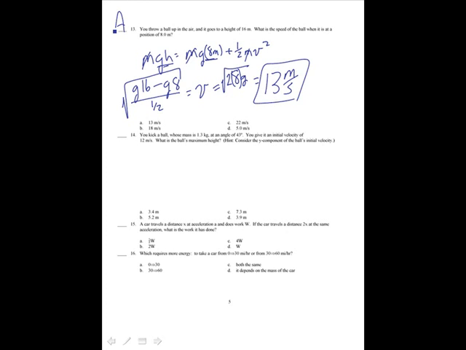You kick a ball whose mass is 1.3 kilograms at an angle of 43 degrees. You give it an initial velocity of 12 meters per second. What is the ball's maximum height? You can work this through our normal projectile motion. We just want to know what is the height up at this point. You can work it using your equations of kinematics, but it's a lot easier if you instead use the energy.